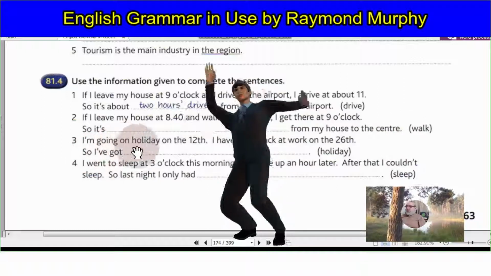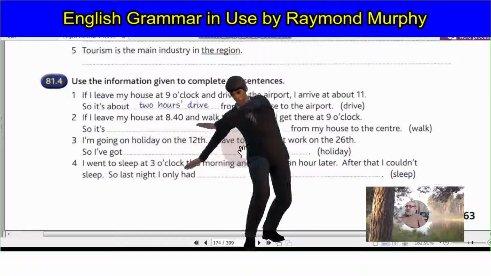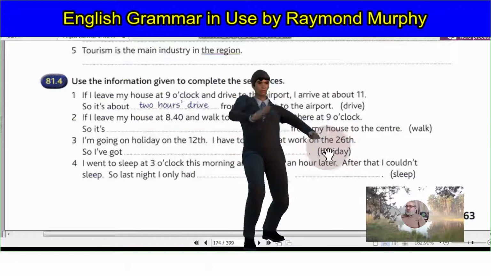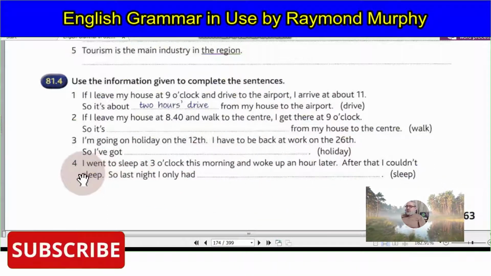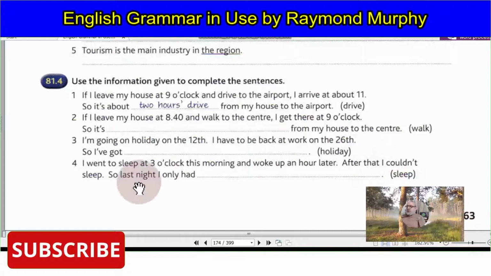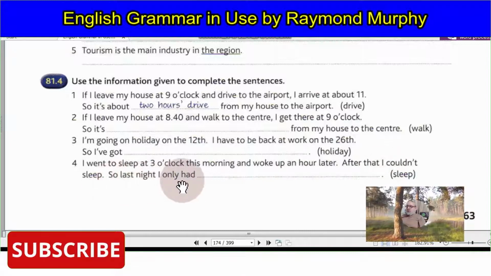I'm going on holiday on the 12th. I have to be back at work on the 26th, so I've got holiday. I went to sleep at 3 o'clock this morning and woke up an hour later. After that I couldn't sleep, so last night I only had sleep.